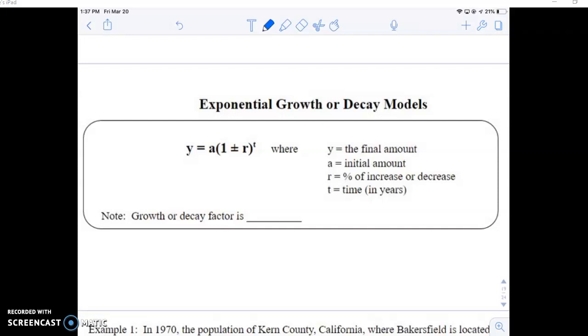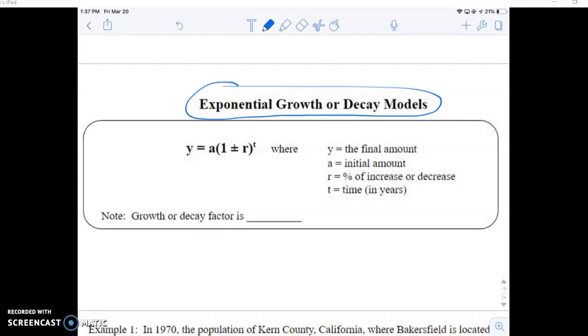Alright, hi guys, this is Mr. Loknen, and we're going to be doing a lesson today on exponential growth or decay models. So this is our lesson for Thursday. This is our third lesson in the chapter, and it's actually a pretty short one.